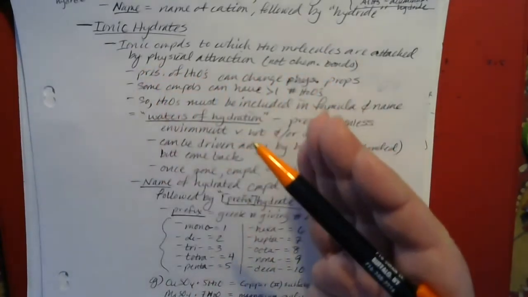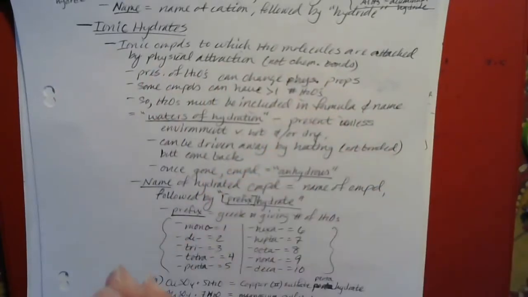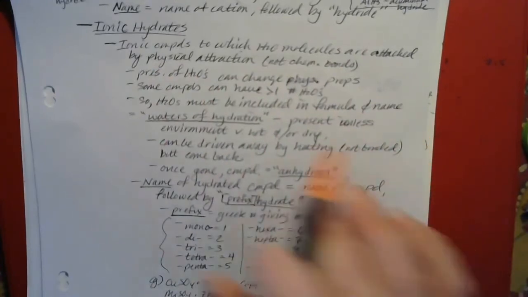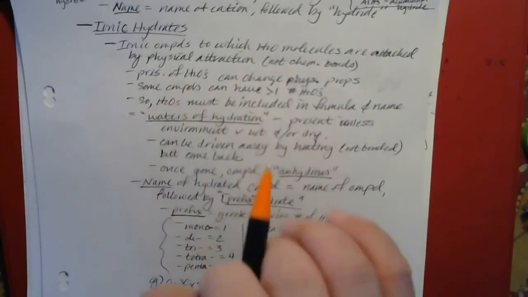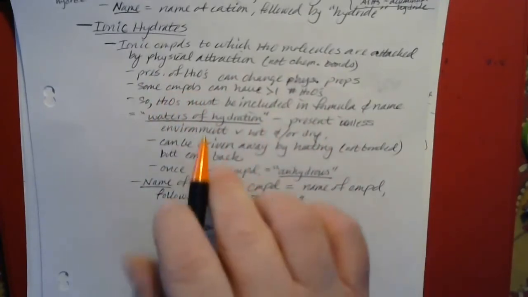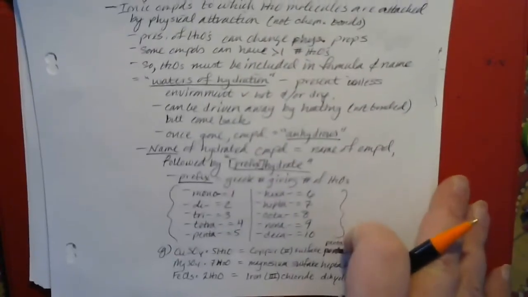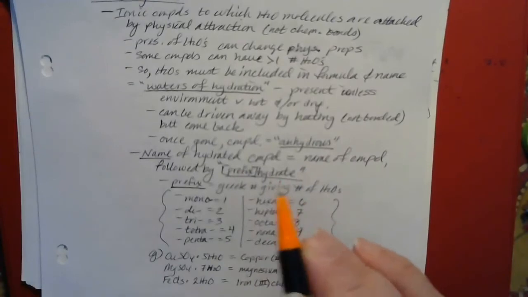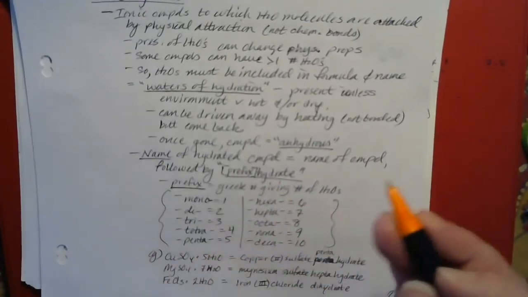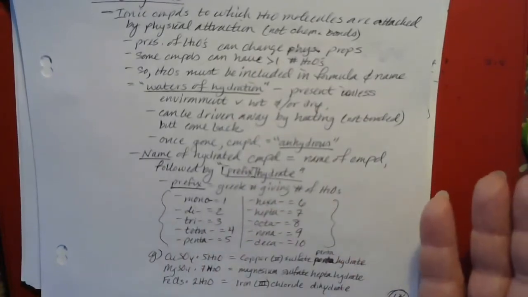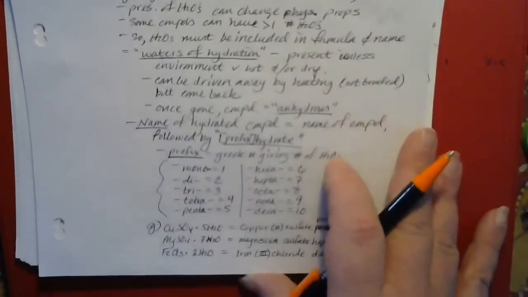The attraction of the H2Os for the ionic compound is merely a physical attraction. The water molecules are not chemically bonded to the positive or negative ions of the compound. And the presence of those waters of hydration, as they're known, can change some of the physical properties of the compound, but not the chemical properties. So the same compound with different numbers of waters of hydration present can actually be different colors, for one thing. But it will still react the same way in chemical reactions.